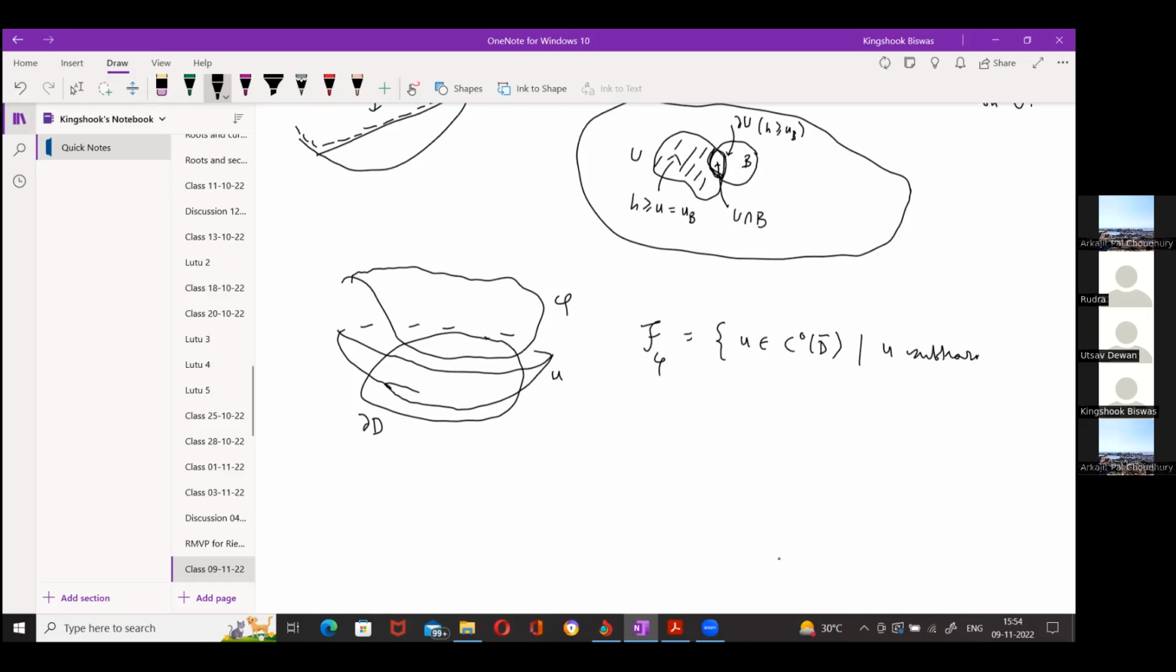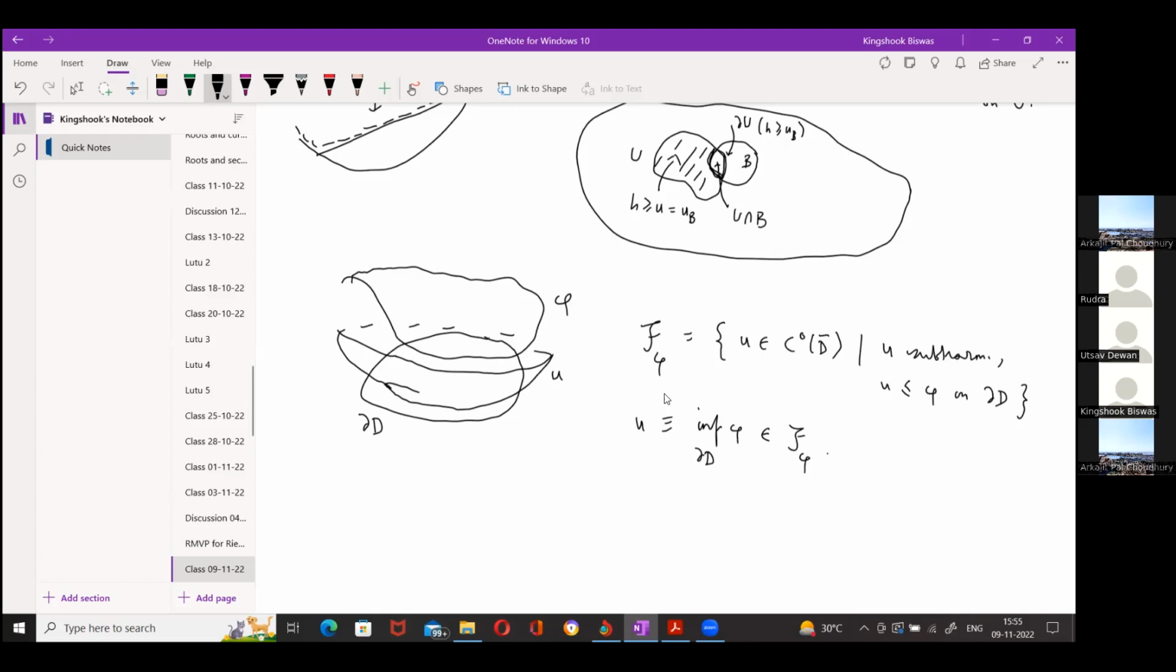Of course, this family of functions, the Perron family, subharmonic and u less than or equal to phi on boundary D, is always non-empty because phi is a continuous function on the compact boundary. So it's bounded below. So you can always just take any function which is less than or equal to the infimum of phi. If I take the constant function u equal to the infimum over boundary D of phi, this belongs to the Perron family. So this family is always non-empty.